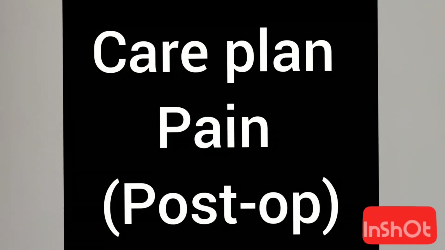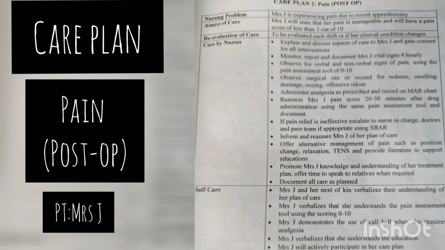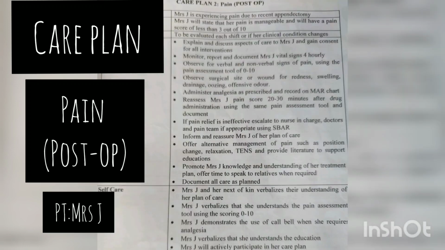An example of a care plan of pain post-operatively. The nursing problem: Mrs. J is experiencing pain due to recent appendectomy. Aims of care: Mrs. J will state that her pain is manageable and will have a pain score of less than 3 out of 10. Re-evaluation of care: to be evaluated each shift or if the clinical condition changes.